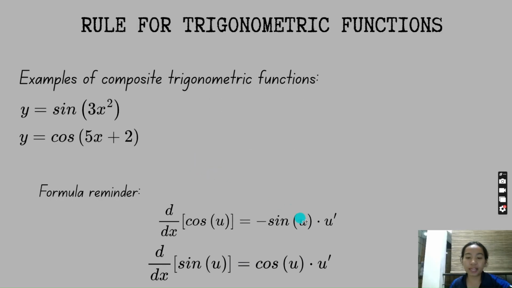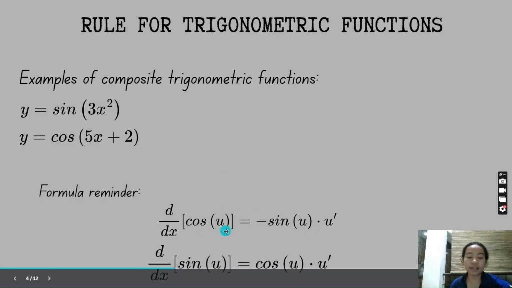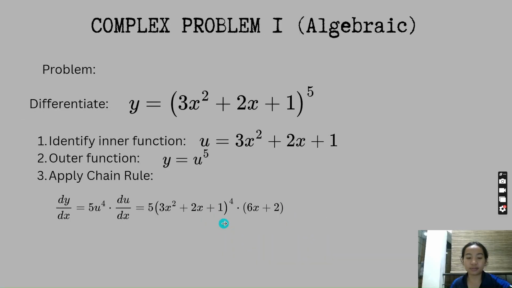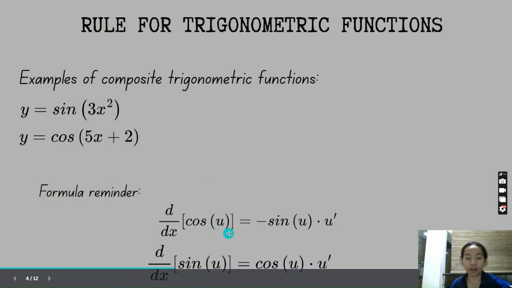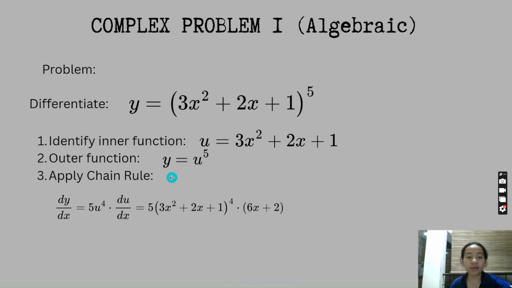From our formula, u is our inner function, or it is something that represents the function. So it is y equals u to the fifth, since we see that our power is to the fifth, and that will be our outer function since we don't see a leading coefficient over here.